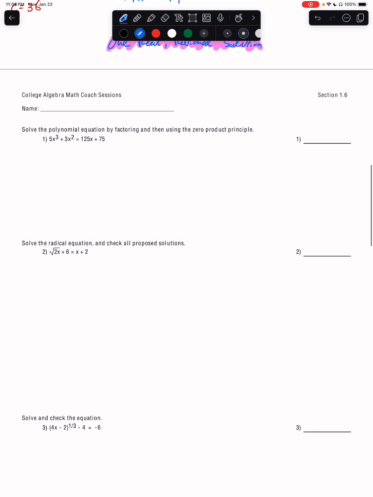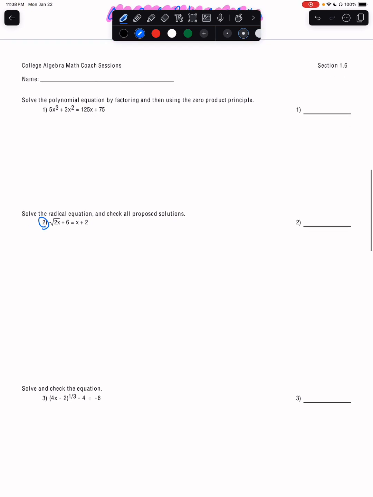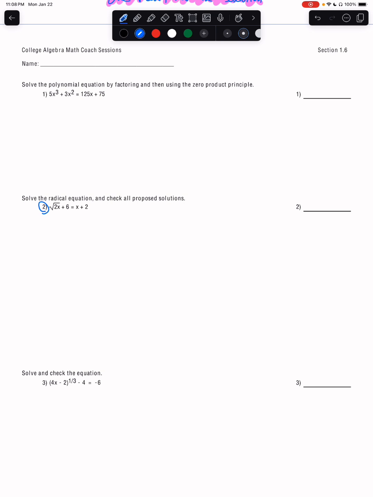All right, here we're just going to solve number 2. It says solve the radical equation and check all the proposed solutions. So when we need to solve a radical equation and check all proposed solutions, the easiest thing is going to be to isolate the radical, especially since we have an x in it. So we'll just subtract 6 from both sides, which simplifies to this. Next, we'll just square both sides.